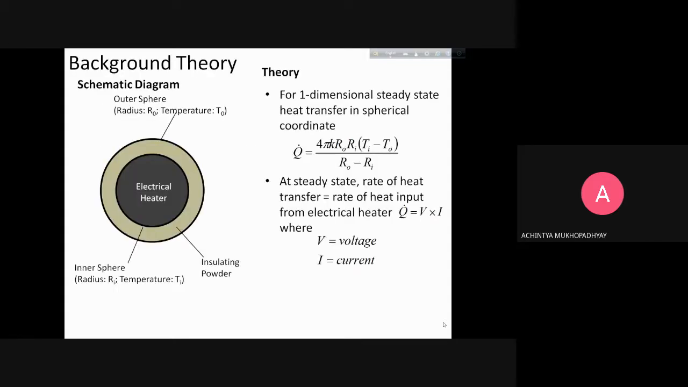So here the background theory is like this. The powder is used to fill up a spherical annular space like this between two spherical shells. There is an inner spherical shell and an outer spherical shell, and inside the inner spherical shell there is an electric heater. So can you tell me why we specifically go for a spherical geometry?